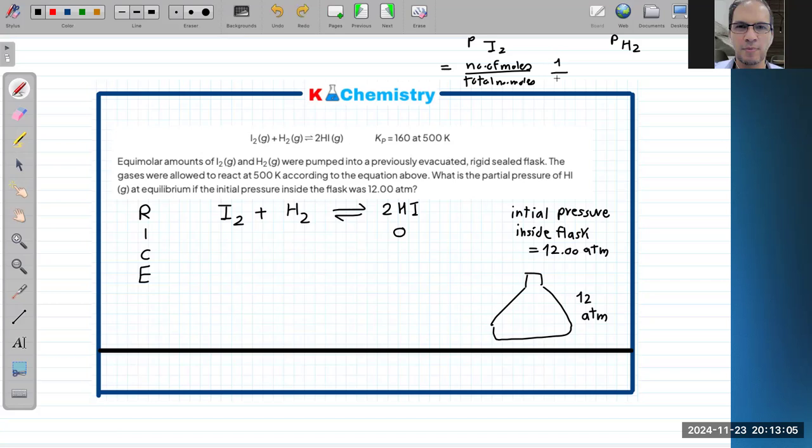So it is half the number of moles multiplied by the total pressure. What is the total pressure? It is equal to 12. Again, the other one is the same. It's equal to half the number of moles. This is the mole fraction multiplied by 12, which is the total pressure. So this means the pressure of every one of them is equal to 6.